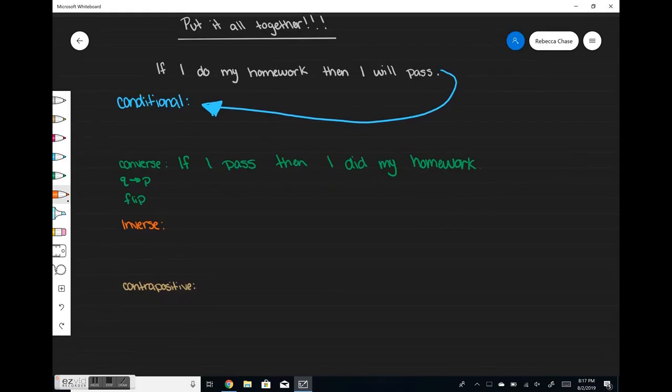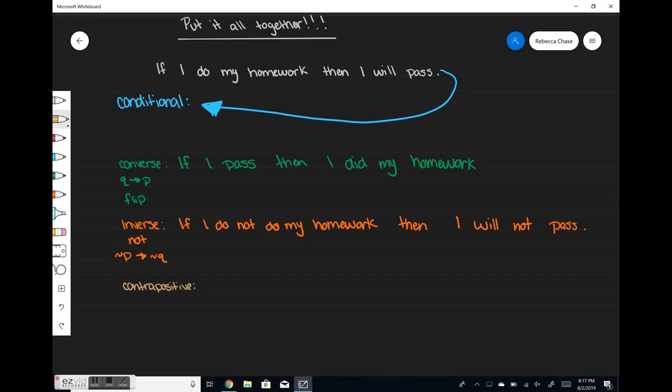All right, next one is the inverse. Remember when we did the inverse, that was where we added the word not, and that's where it had the little squiggly. So not P to not Q. All right, so if I look at this, so if I add the word not to this, if I do not do my homework, then I will not pass. All right, so we're keeping the same order, we're just adding the word not to both parts of the sentence. And then we have the last one with the contrapositive.